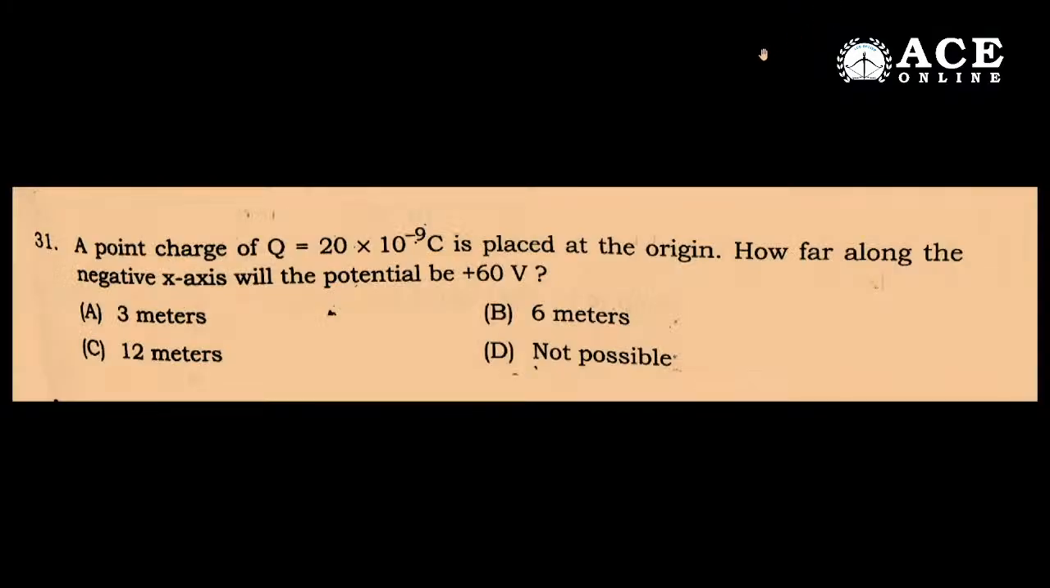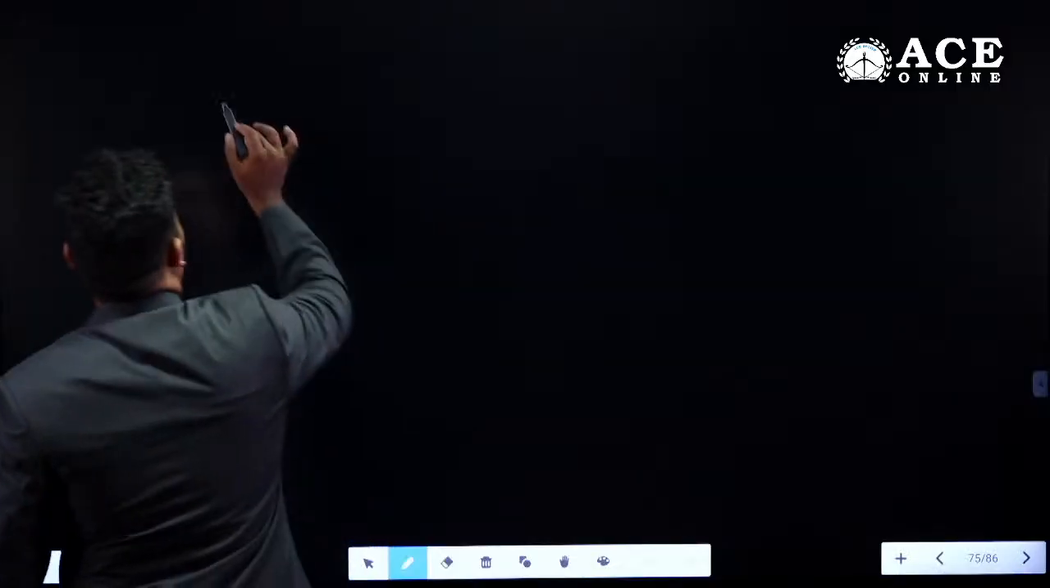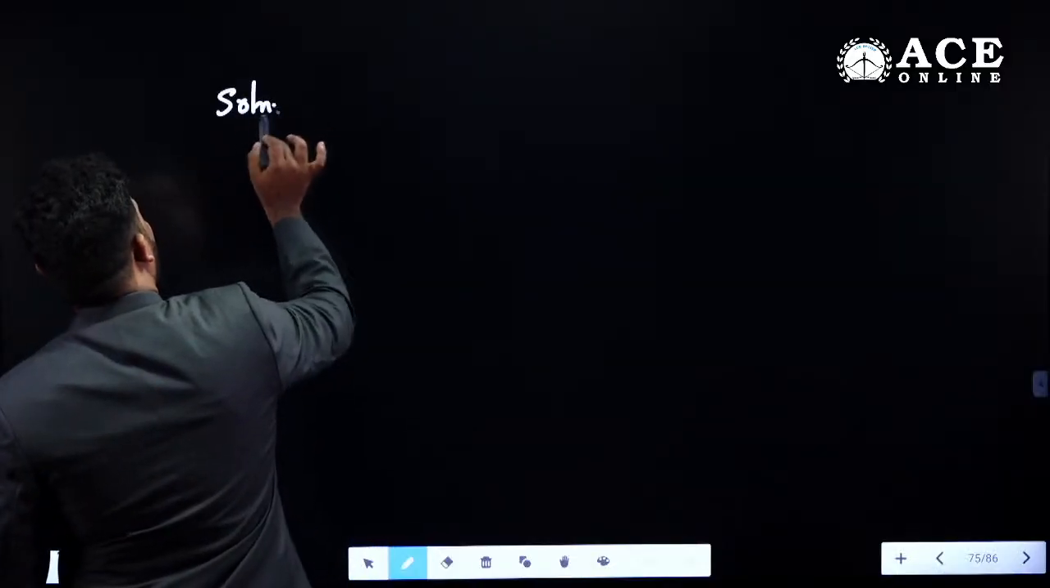Question number 31. You can look at the question. A point charge of Q equal to 20 into 10 to the power of minus 9 coulombs is placed at the origin. How far along the negative x-axis will the potential be 60 volts? Fine, so here is the solution. It is a purely formula based question.